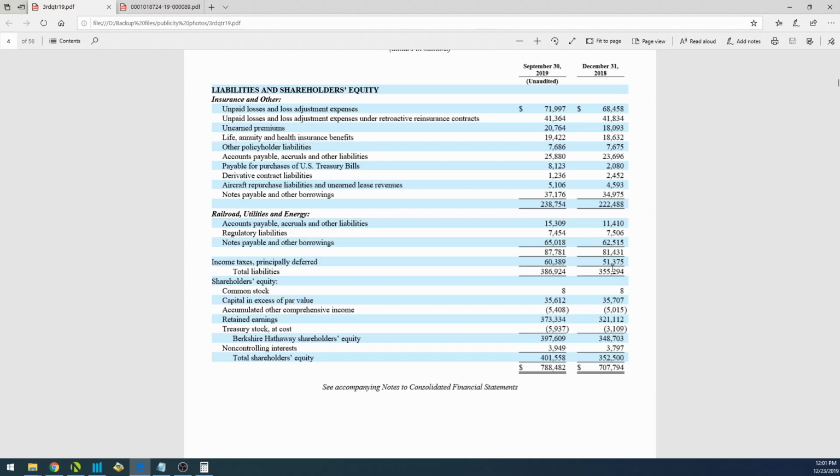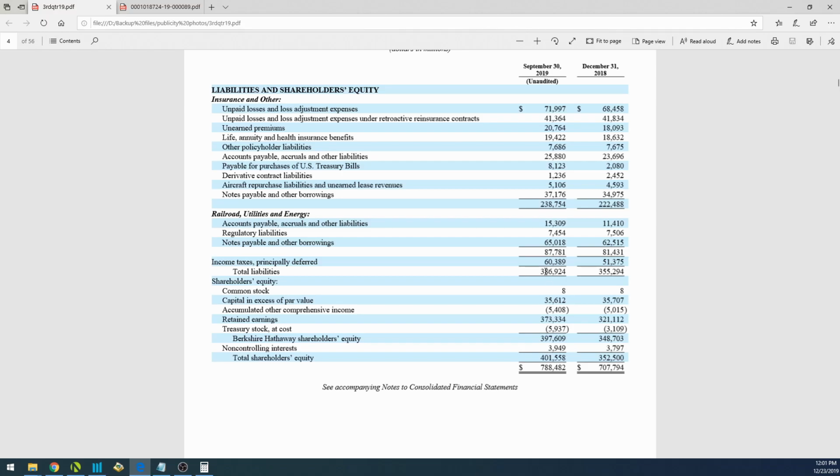Let's take a look. So as of December last year, shareholder equity was 348 billion. But as of September 30th this year, shareholder equity is at, oh sorry, okay, let's look at this total shareholder equity. So 352 billion in December last year compared to 401 billion in September this year. So there is a growth of almost $50 billion in shareholder equity.